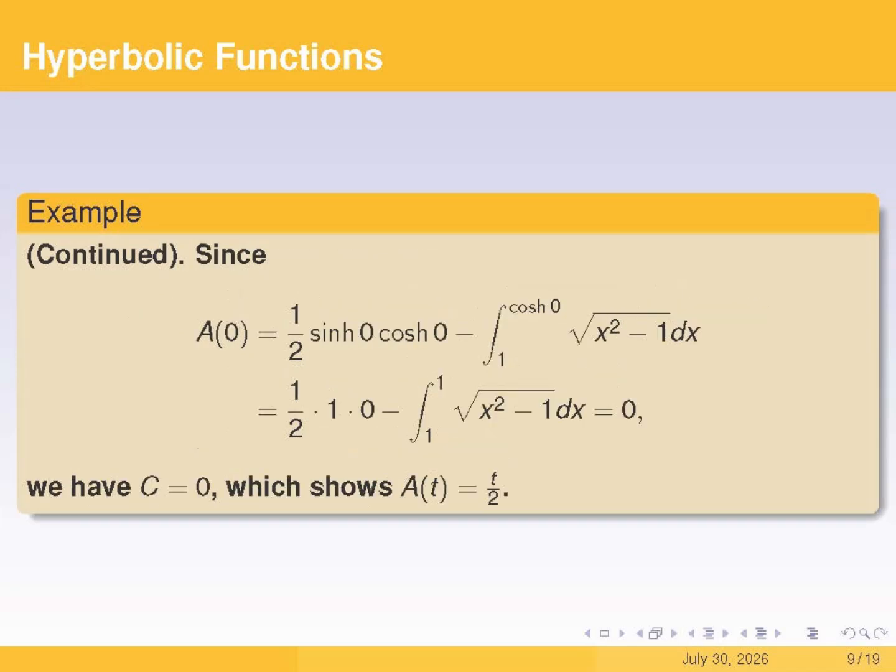To solve for the constant c from the previous page, we simply substitute t equals 0. From the calculations on the second and third lines, we obtain that the constant c is equal to 0. Therefore, it is proved that the original function can be simplified to t over 2 when t is positive.